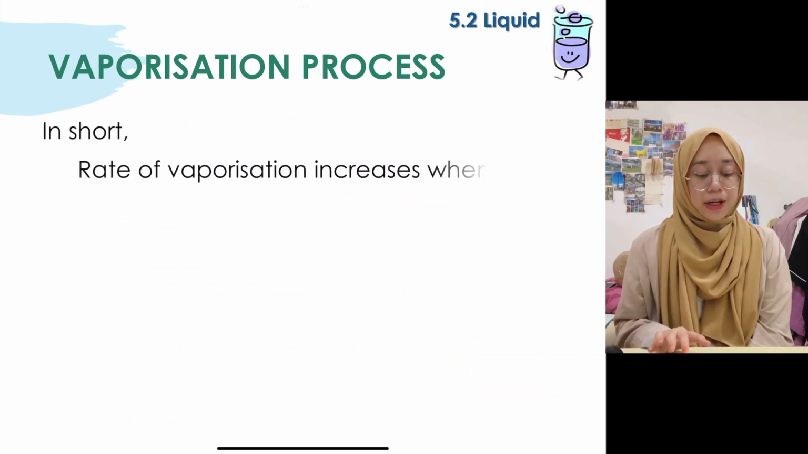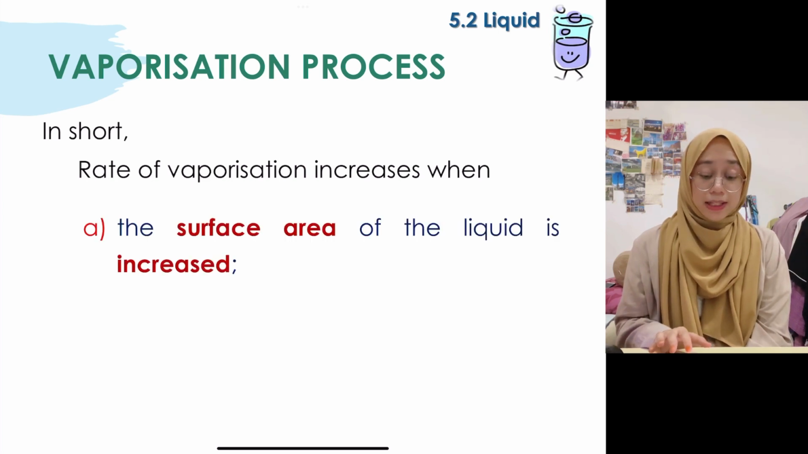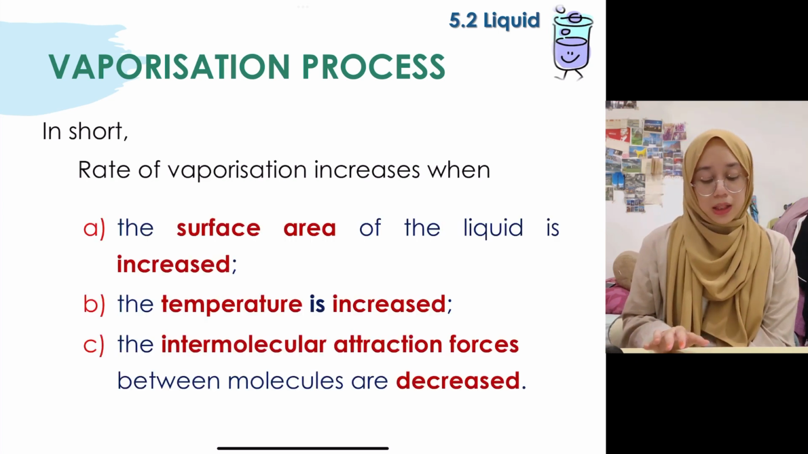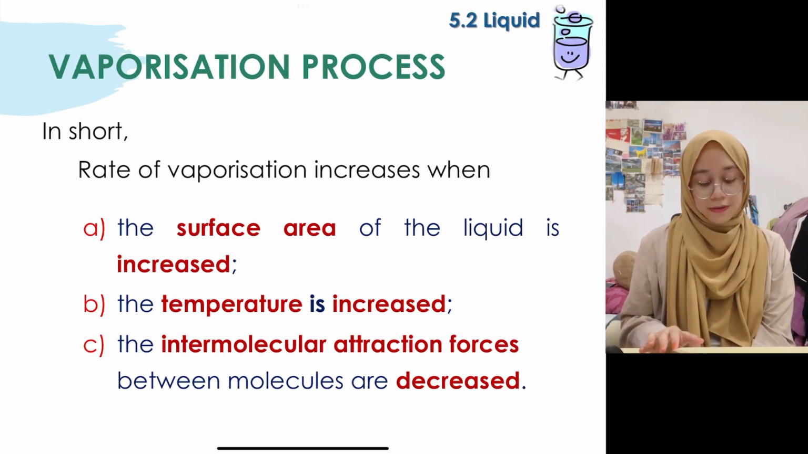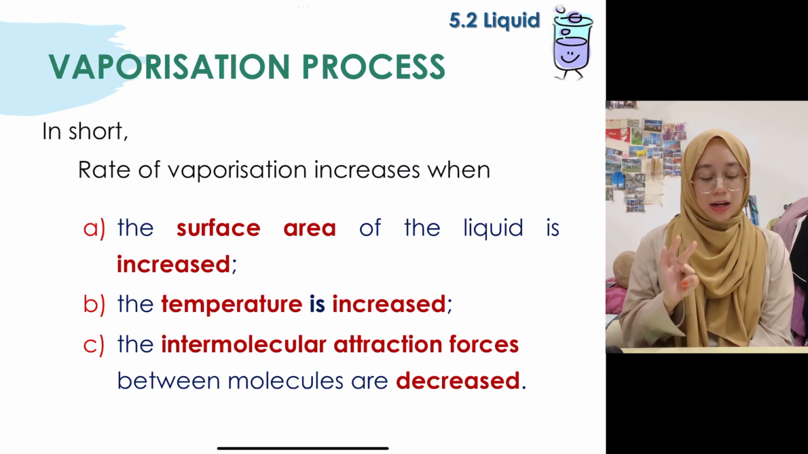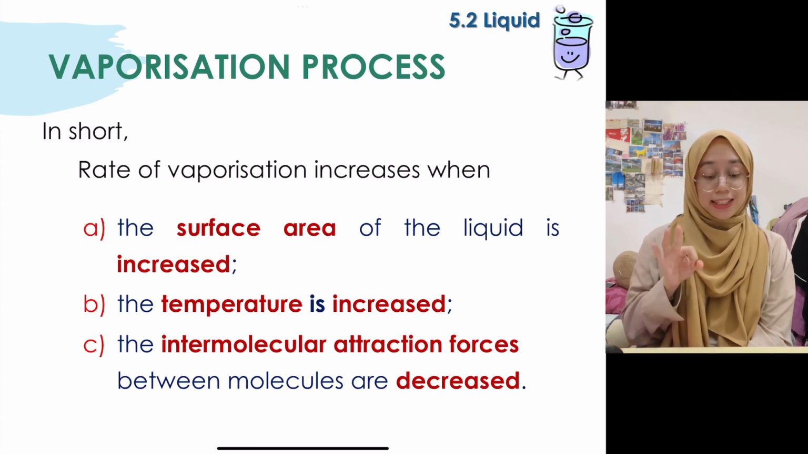Okay, so in short, rate of vaporization increases when the surface area of the liquid is increased, when the temperature is increased, and also when the intermolecular forces between the molecules are weak. Okay, so ada tiga ni lah, the three main factors affecting the rate of vaporization.